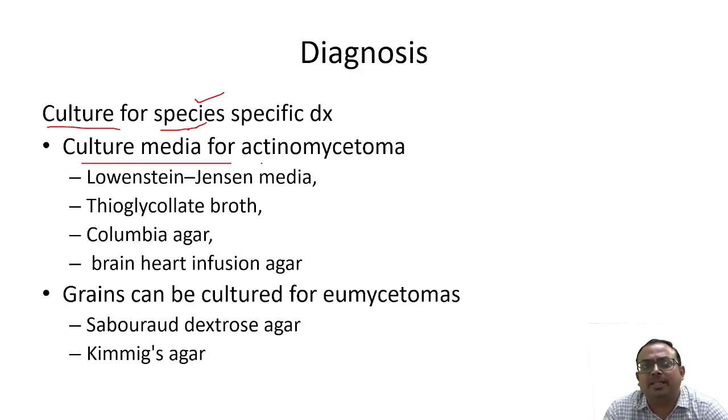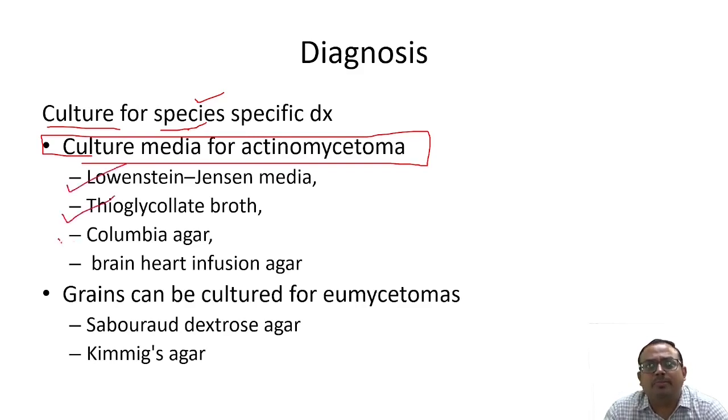If you are suspecting a bacterial cause, then you use bacterial culture media, but these are not routine culture media. These are Lowenstein-Jensen media, thioglycolate broth, Columbia agar, or brain heart infusion agar for bacterial etiological agents. For fungal, you use Sabouraud dextrose agar and another, Chemix agar.